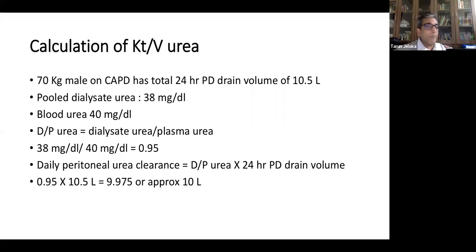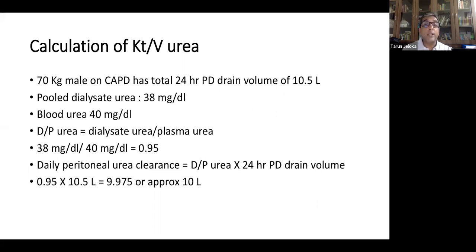I'll give you this by an example. So supposing a 70 kg male who is on CAPD and his 24-hour PD drain volume is 10.5 liters. So he was doing 4 exchanges of 2 liters, that means 8 liters, and the rest was ultrafiltration. So total volume after 24 hours is 10.5 liters. And you calculate urea in both dialysate as well as blood to calculate UV by P. So pooled dialysate urea came out as 38, and the corresponding blood urea was 40 milligram per deciliter. So what you initially do is dialysate to plasma urea, D over P urea. So 38 by 40 comes out as 0.95.